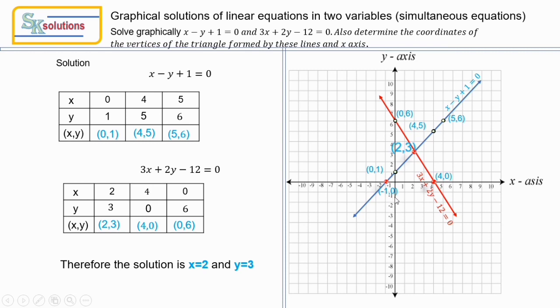What are the coordinates of these 3 points? That is -1, 0, 2, 3 and 4, 0. So the vertices of the triangle formed by these 2 lines and the x-axis are -1, 0, 4, 0 and 2, 3. So this much we have in this video as graphical solutions of linear equations in 2 variables.